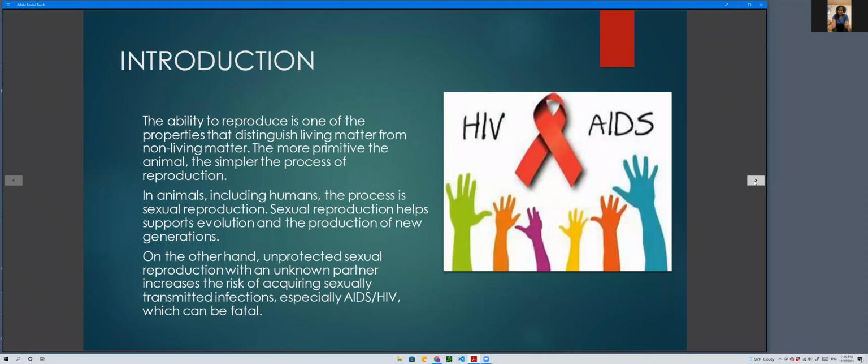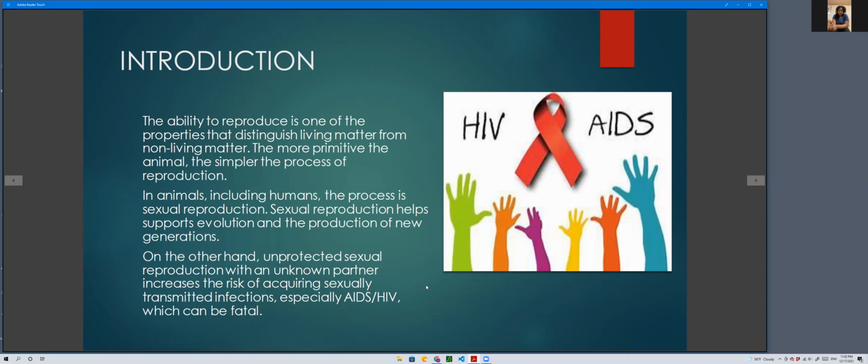The ability to reproduce is one of the properties that distinguish living matter from non-living matter. The more primitive the animal, the simpler the process of reproduction. In animals, including humans, the process is sexual reproduction. Sexual reproduction helps support evolution and the production of new generations.